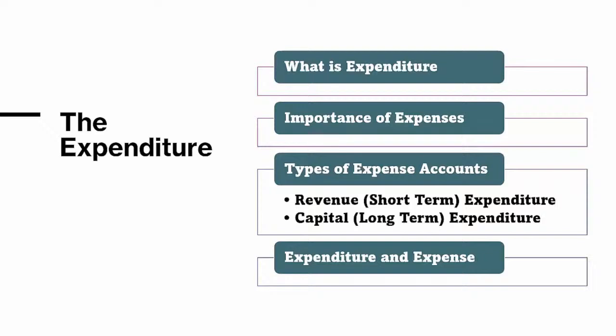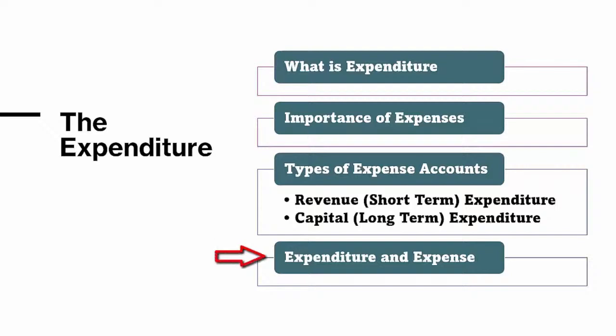Key types of expenditures. In accounting, expenditures are divided into two main categories. 1. Capital expenditure. Money spent on assets that will be used over many years. Example, buying a delivery truck or new office furniture. 2. Revenue expenditure. Money spent on daily operational costs to keep the business running. Example, paying for electricity or wages for employees. How is expenditure different from expense?